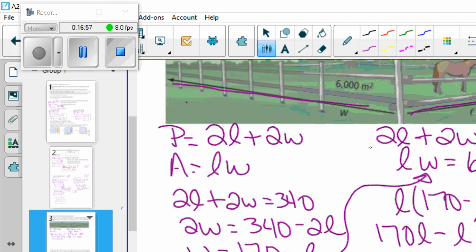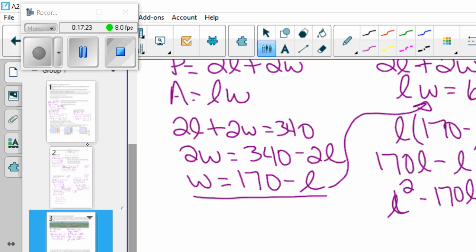I have L squared and L. I want to make my L squared positive. Okay, so I'm going to move everything to the same side. So then I get L squared minus 170L plus 6,000 equals 0. And I'm looking for what can I multiply together to get 6,000, but add or subtract to get negative 170. Nothing. So we need to complete the square. So L squared minus 170L plus something equals negative 6,000 plus something.